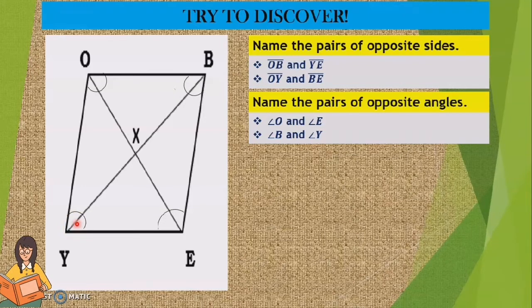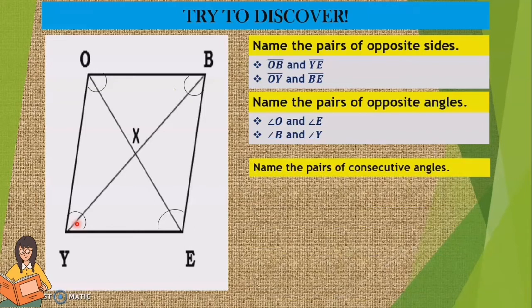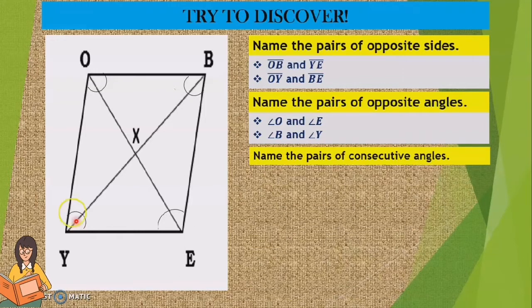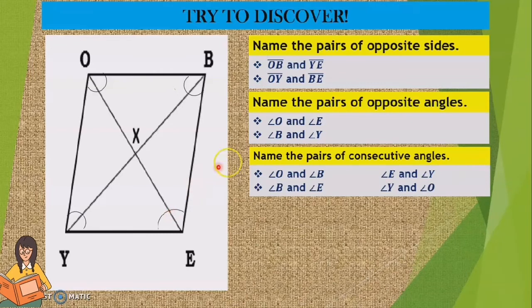So this time, let us name the pairs of consecutive angles. Angle O and angle B is a pair of consecutive angles in the figure. Another pair would be angle B and angle E. Would you like to name the remaining pairs of consecutive angles in the figure? Okay, I know that you can do it. So, let us write all the pairs of consecutive angles. And there are actually 4 pairs of consecutive angles of parallelogram OBEY.